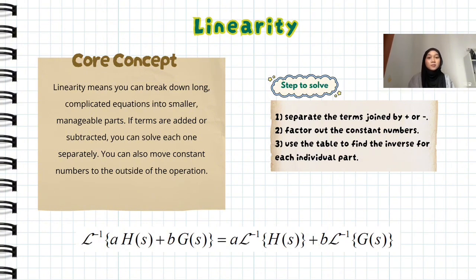So when you see a problem, your strategy is simple. First, we separate the terms. Next, we factor out the constant. And lastly, look up the remaining pieces in your table.